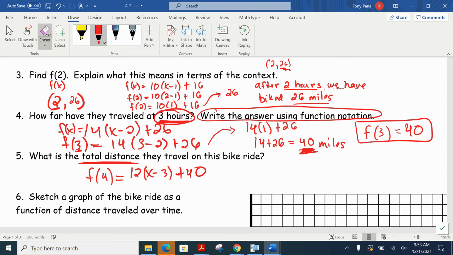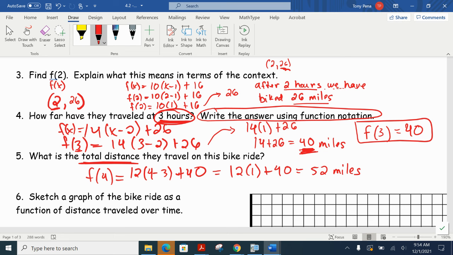All right, and we're going to just let that x be the 4, since that's how long we rode our bike. So this would be 12 times 1 plus that 40. What'd you get, Joe? Good. So he would have ridden his bike a total of 52 miles in that 4-hour period. Okay. All right. So be able to kind of do some of that stuff.